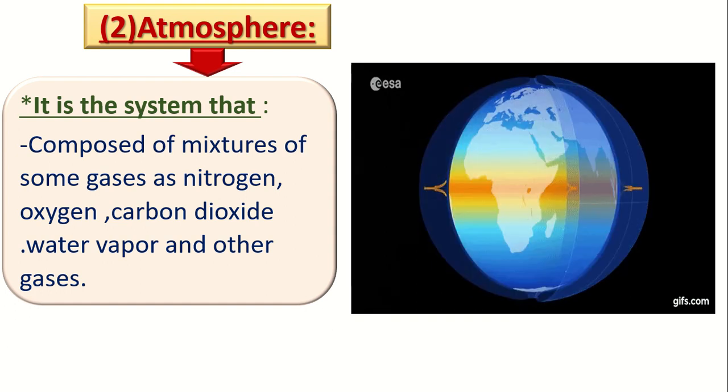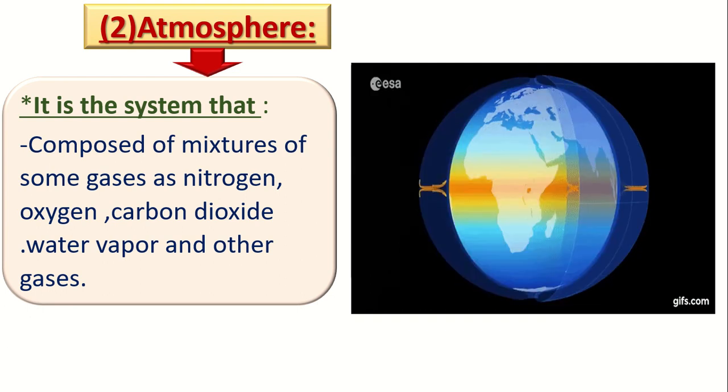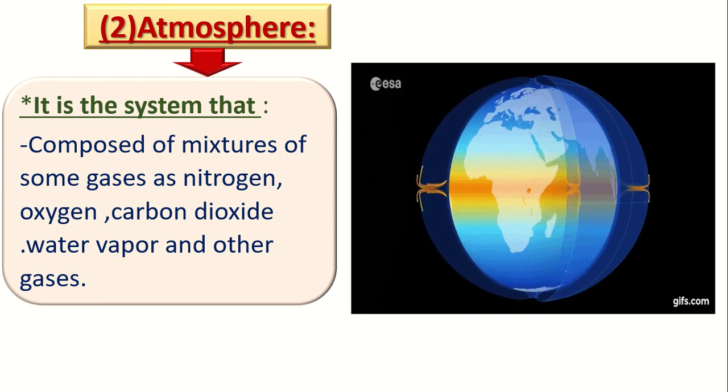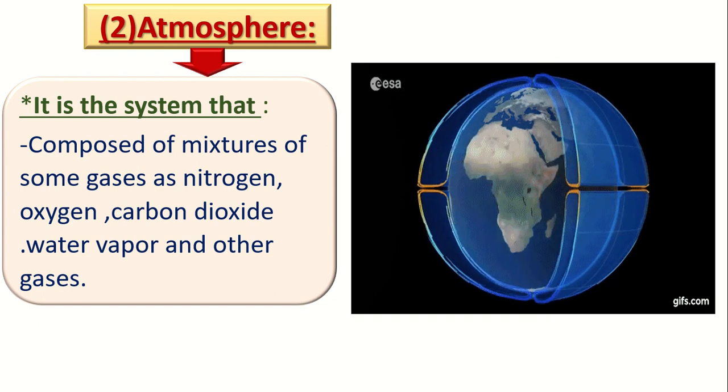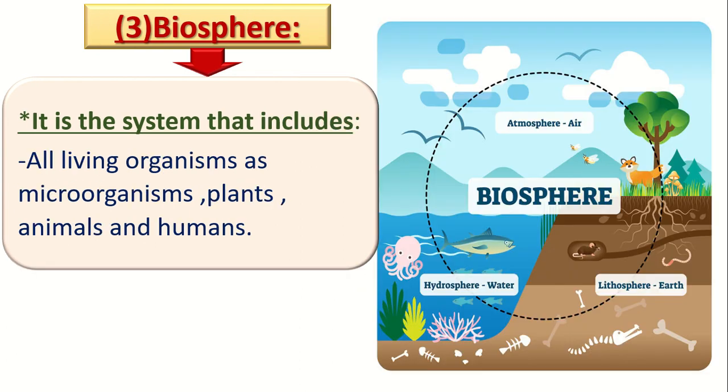Okay, we said that the atmosphere is a mixture of gases. What are these gases? Of course, there are a lot of gases, but we will take the main four gases in the atmosphere. Repeat after me. Nitrogen, oxygen, carbon dioxide, and water vapor. Again, the atmosphere consists of a mixture of gases, which are nitrogen, oxygen, carbon dioxide, and water vapor.